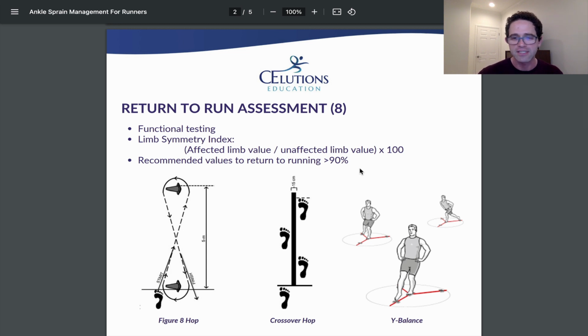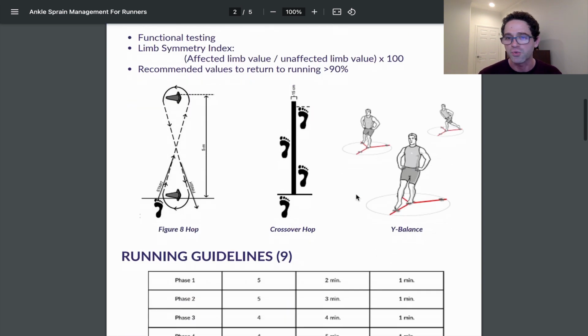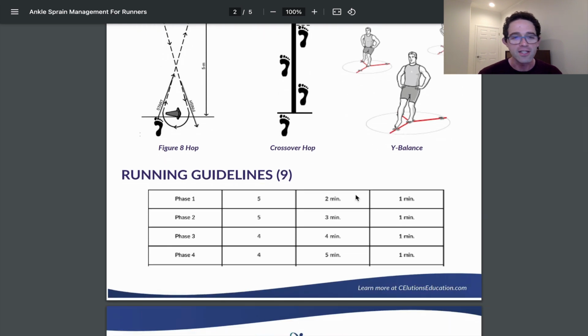So you're going to take the total distance that your limb went anterior, lateral, and posterolateral, or back behind you. And you're going to take that total value, divide it by 3, and then you can get your score, or the number to plug into your LSI, affected limb divided by unaffected limb times 100. So when we're assessing a patient to return to running, we want to make sure they have a really, really good set of tools. The functional testing is a great way to go. Make sure you're using the LSI to be able to determine if you're going to be able to get that patient to running again. Now let's talk about running guidelines.